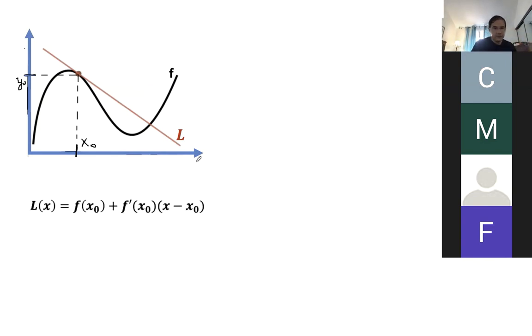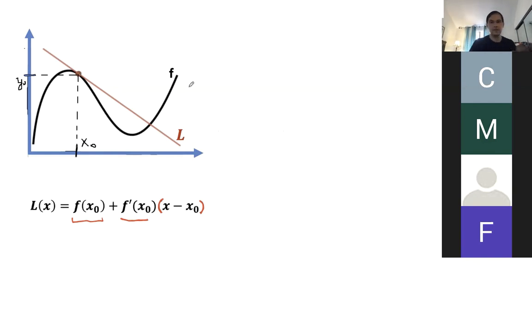That will give me this number, f prime of x0. What is this? That's the slope of this line. Now shift this function to the right by adding this factor x minus x0. And lastly, push this function appropriately many units up by adding this number f of x0. This is the function L, the linearization of the function f. And this is the tangent line to the graph of this function at this point x0.